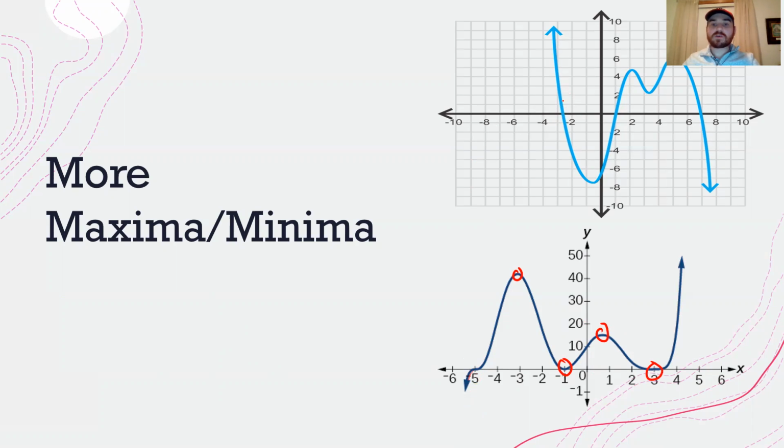Let's say, for instance, though, that this graph stopped right here. So we can ignore all of this stuff. And then let's say it stopped right here. So we could ignore all of this stuff too. So let's say we just had this graph right here. This would be our absolute minimum. It's the lowest possible value. And this one right here would be our absolute maximum because it'd be the highest possible value.